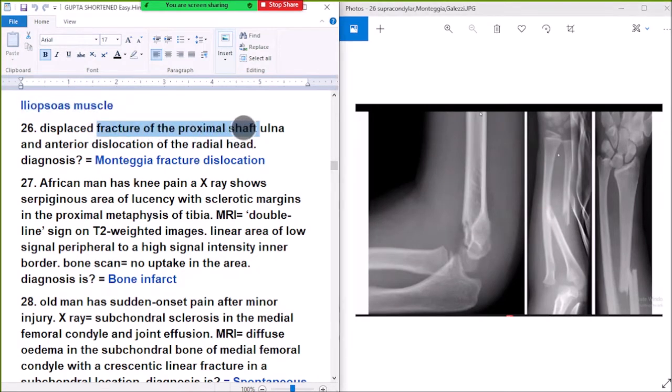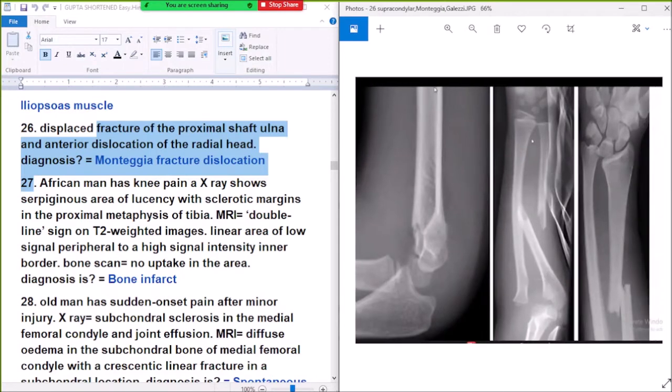Number 26. Displaced fracture of the proximal shaft of the ulna and anterior dislocation of the radial head, diagnosed Monteggia dislocation. This is a supracondylar fracture. This is a Monteggia fracture. This is a Galeazzi fracture. Now the mnemonic is MUGR: in Monteggia there is an ulnar fracture, and in Galeazzi there is a radial fracture.